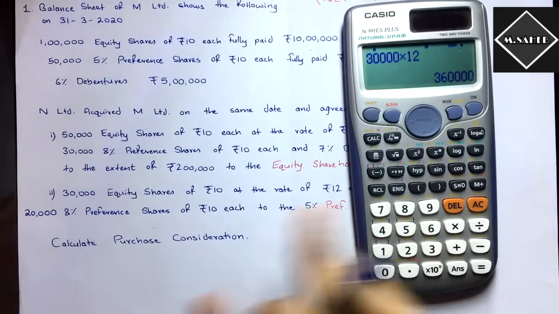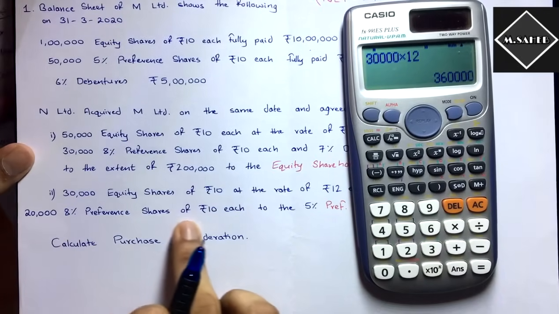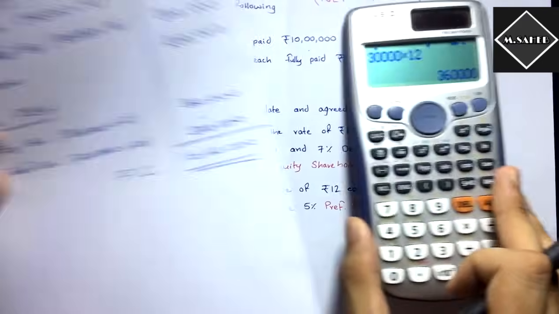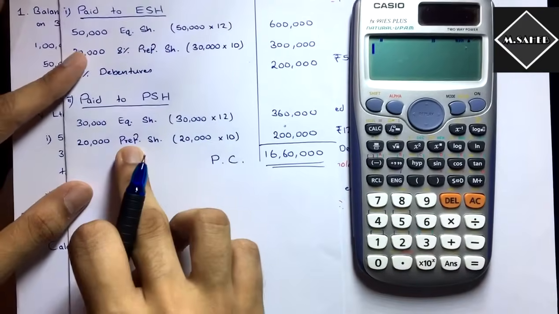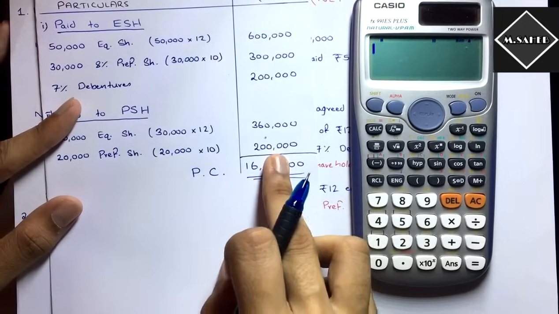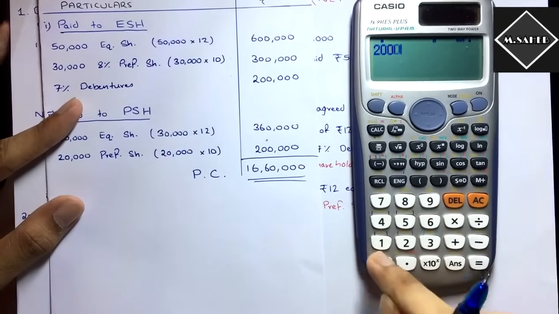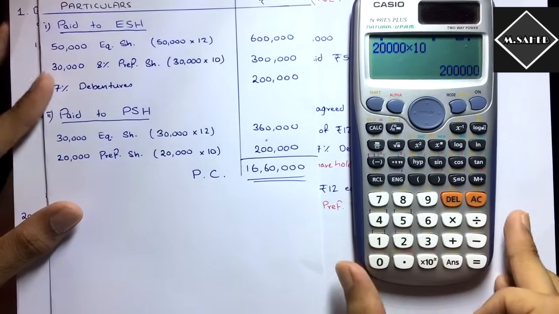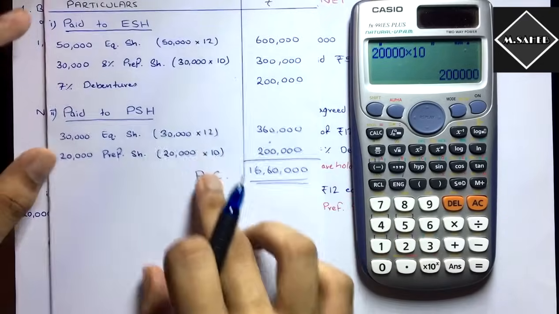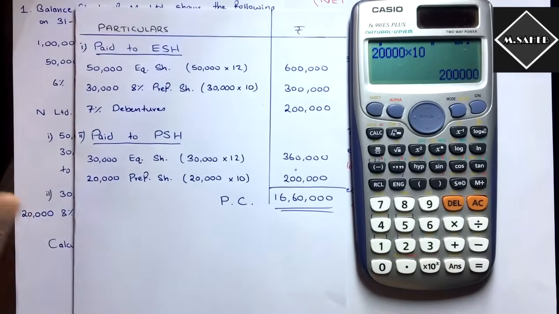In the question, 20,000 8% preference shares of 10 each are given to the preference shareholders. So take that, simple. 20,000 into 10 is equal to 2 lakh. Then add up everything that is given to the owners of the company, the equity shareholders and preference shareholders.